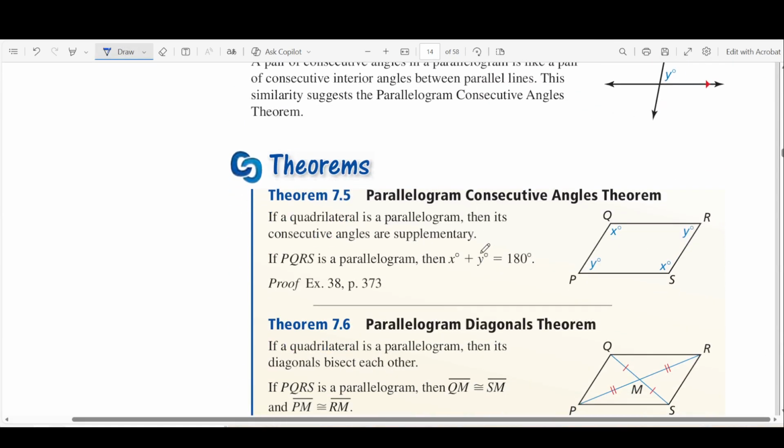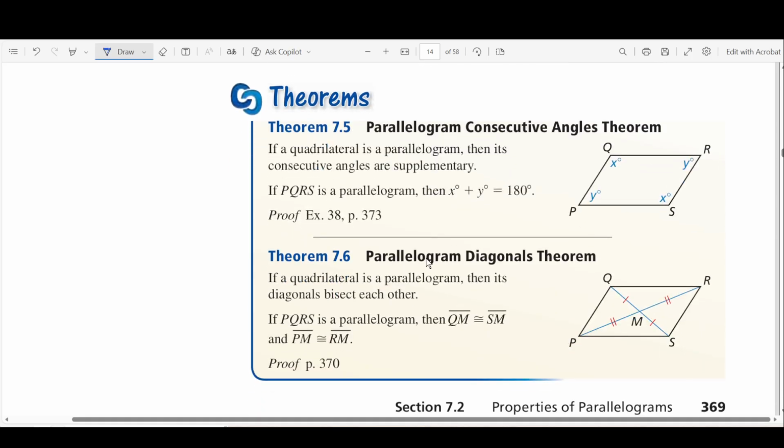Now there is a theorem, the parallelogram consecutive angle theorem, which says that consecutive angles are supplementary. Supplementary means they add up to 180. Like here, x plus y, these two add up to 180. This and this, their sum is also 180. This and this, their sum is also 180. This and this, their sum is also 180. So just take any two adjacent angles. If you add them, you get 180 degrees.